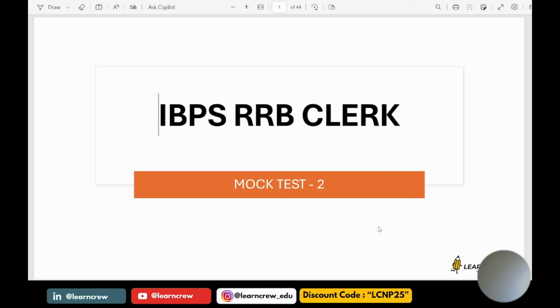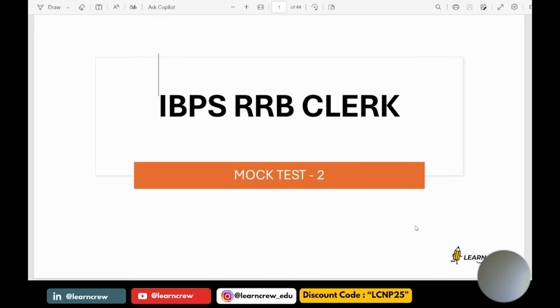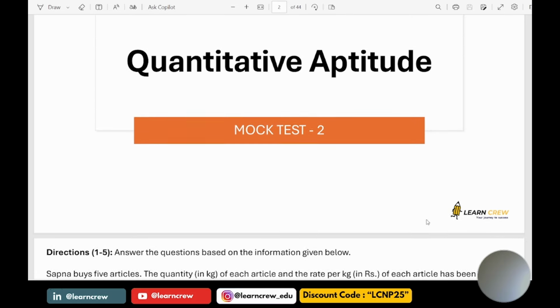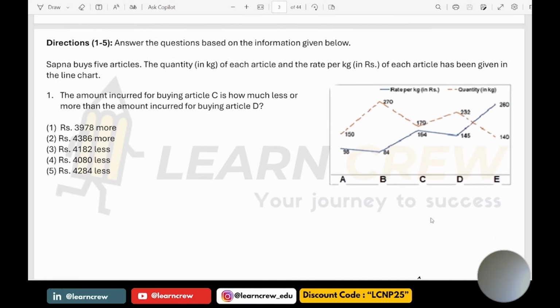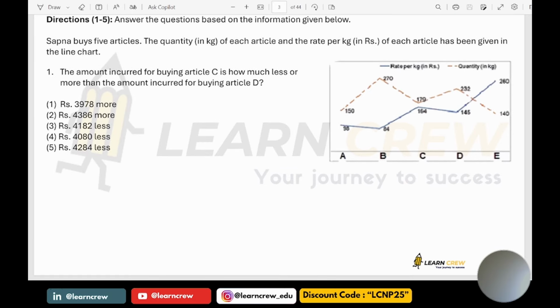Welcome to today's session. Today we'll discuss IBPS RRB Clerk Mock Test 2 Quantitative Aptitude Section Paper Analysis. So see the first five questions here. Sapna buys five articles. The quantity in kg of each article and the rate per kg of each article has been given in the line chart. The blue marked line is rate per kg and the dotted orange line is quantity.